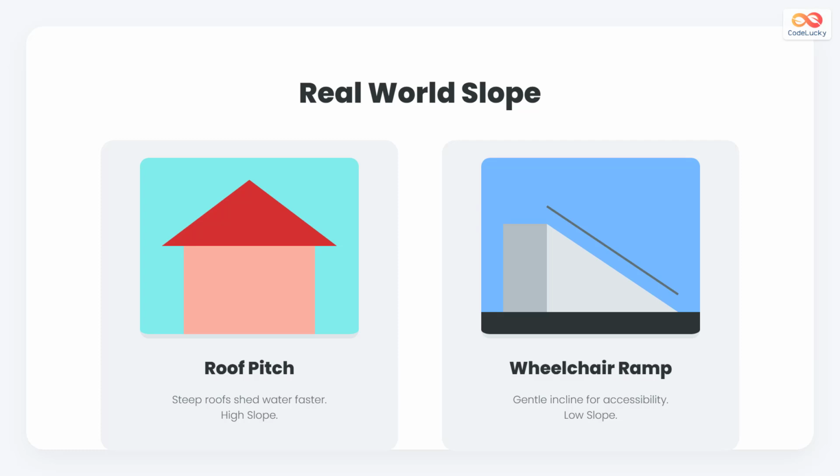We see slope everywhere in the real world. A steep roof has a high slope to help water run off quickly. A wheelchair ramp needs a very low, gentle slope so it is safe and easy to climb. Understanding these physical slopes helps us understand the numbers behind them.